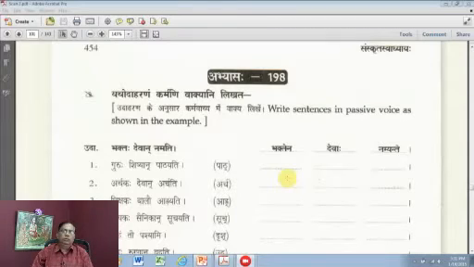A devotee worships God. In the first sentence, Bhaktah devan namati, saluting. The devotee is saluting the gods. Gods are saluted by the devotee.